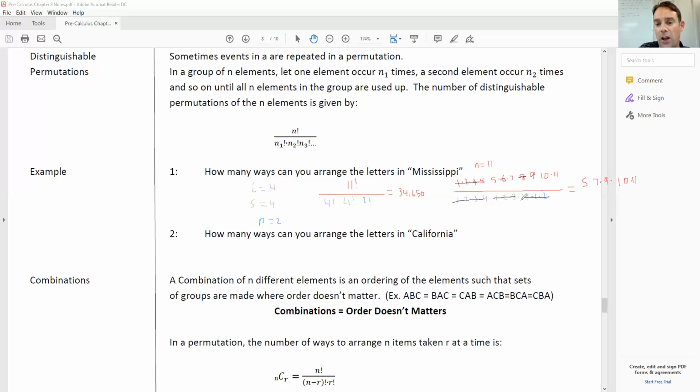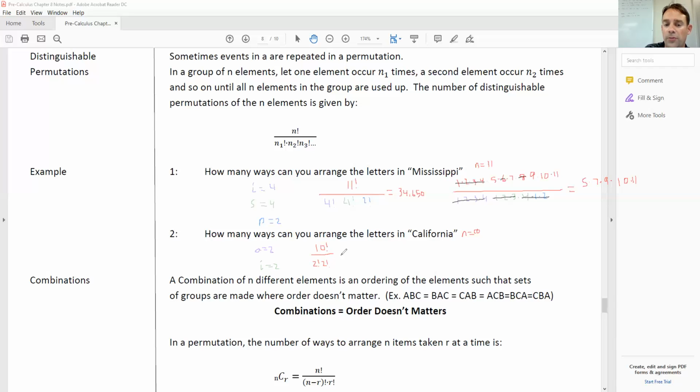Let's try this one. California. How many letters are there? California. I'm told they know how to party. Hopefully they can do math as well. We have 10 of them, it looks like. And let's see here. What letters repeat? A repeats. We have 2 of those. And I repeats. We have 2 of those. So if that's the case there, then this would end up being 10 factorial over 2 factorial over 2 factorial.